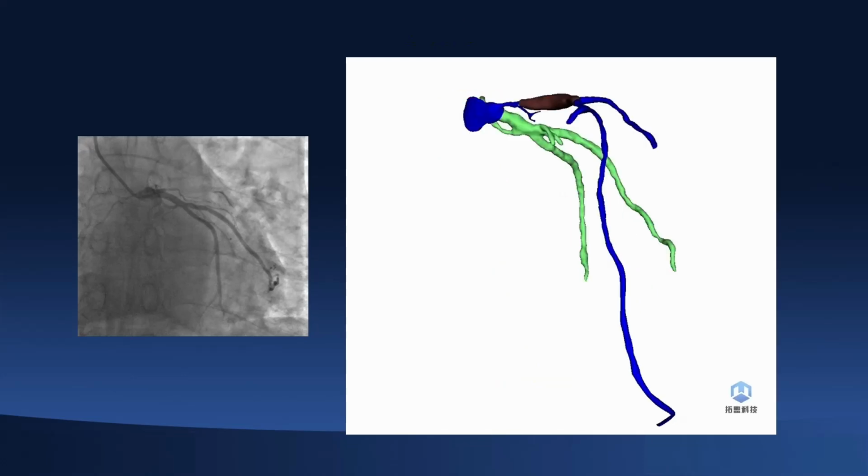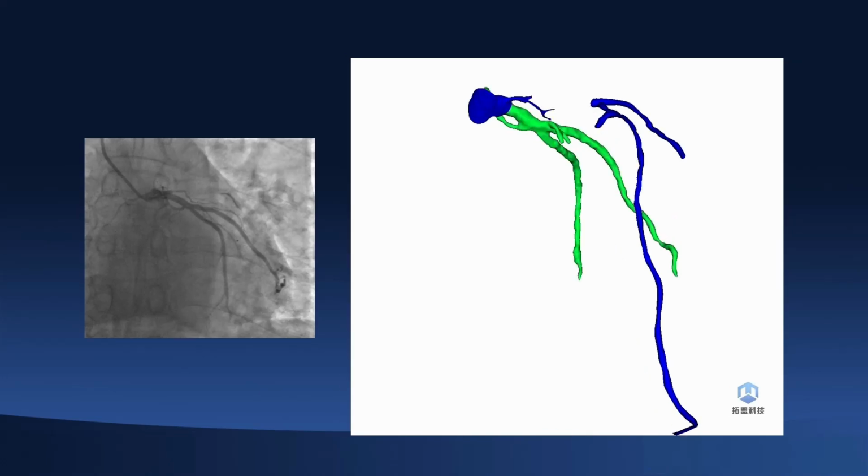Okay, we already deleted the aorta and the RCA, and we can see the green one is the circ, the blue one is the LAD, the brown one is the CTO segment, and the white one is the calcification. But in this case, we can see no white one. That means in the CTO segment, there is no calcification, just relatively soft plaque.